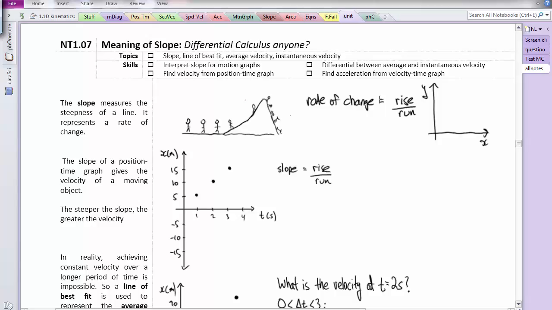Slope measures the steepness of a line. It represents a rate of change. That's super important. From math, we know that rate of change is rise over run. So the slope is given the letter m, which is change in y over change in x.